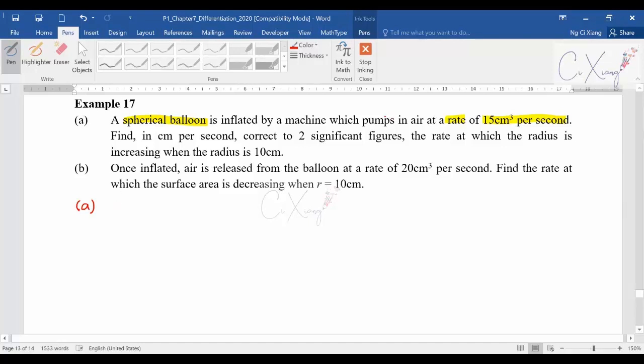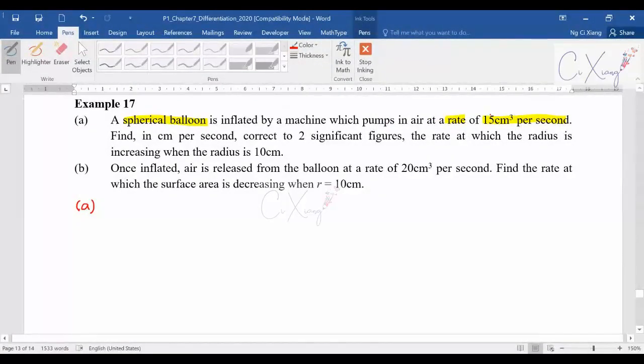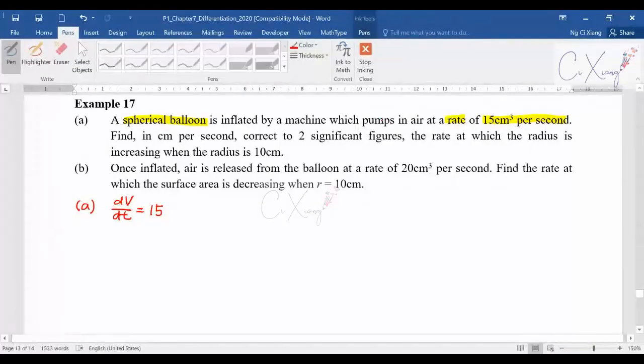Okay, when you pump in the air, the volume is increasing. So the value here, 15, should be positive. When you talk about the volume, cm cube, that means when I write out the symbol, it should be dV over dt equals 15. It's positive 15 because you pump in the air into the balloon. So that means the volume is increasing.